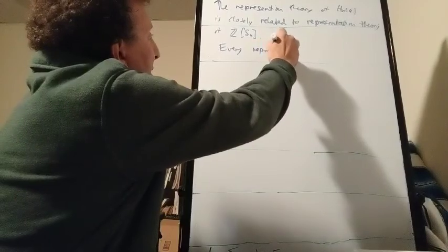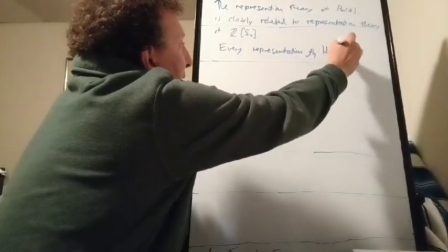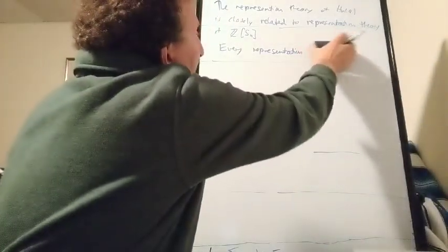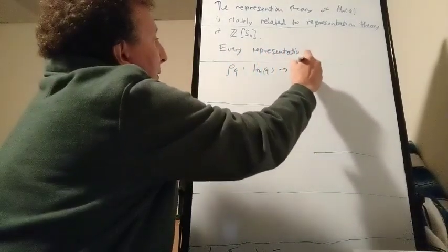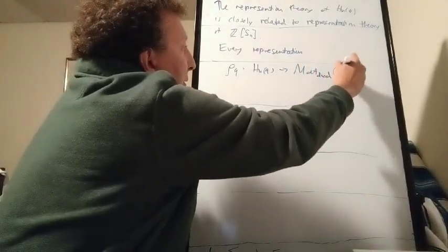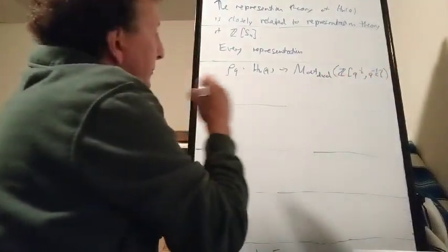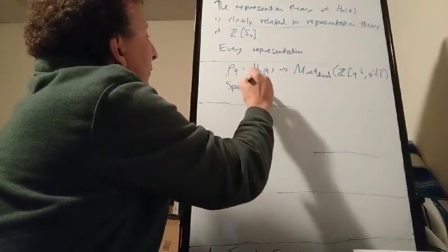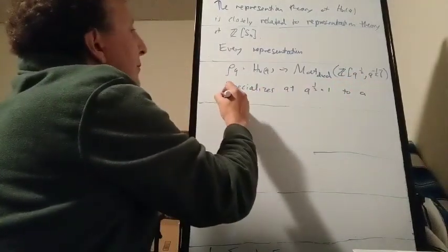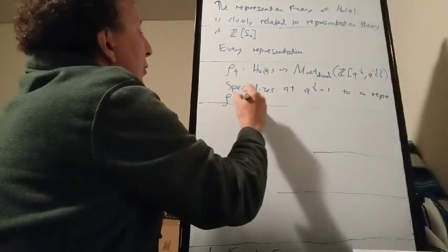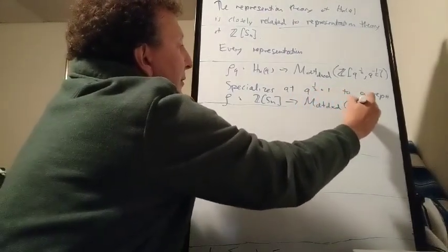Every representation, let's say rho Q, from the Hecke algebra to D by D matrices with entries in this ring of Laurent polynomials and root Q, specializes at root Q equals 1 to a representation rho from the group algebra of the symmetric group to D by D matrices with integer entries.